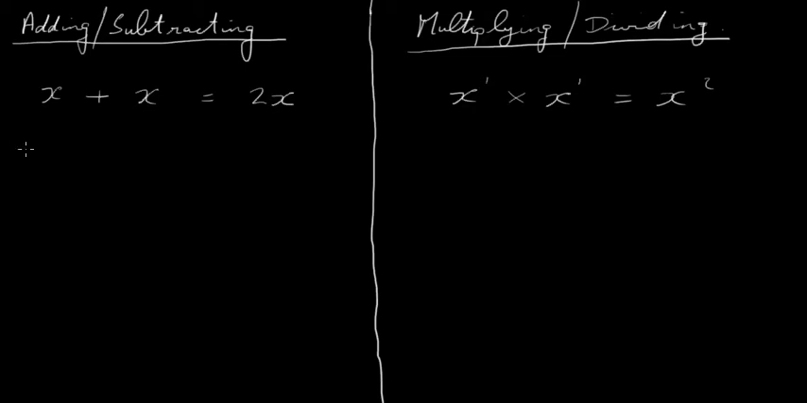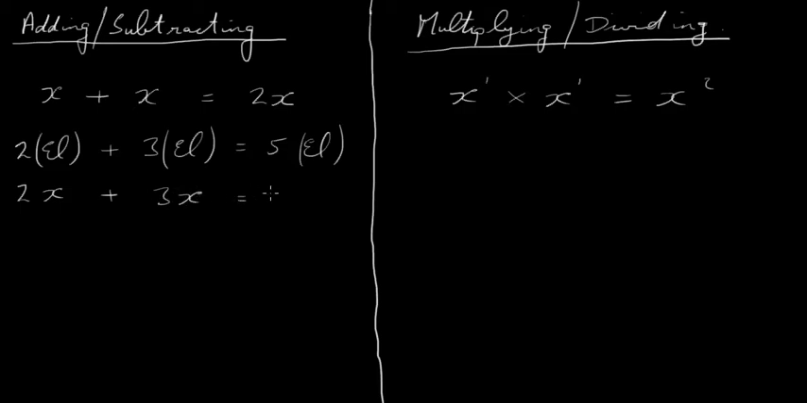So to take a very simple example, if you take, say, two elephants, and we're going to add 3 elephants, you end up with 5 elephants. It's exactly the same in maths. If you take 2 x's and you add 3 x's, you get 5 x's.